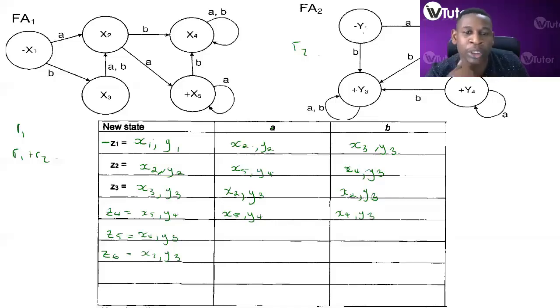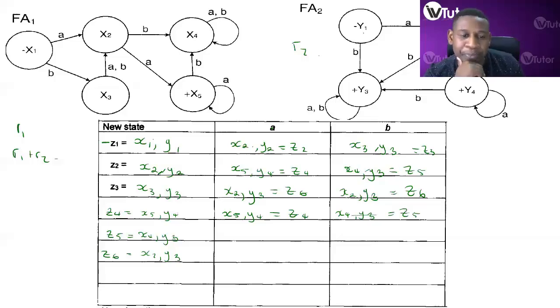So we already have it, so let's label this. This is equal to z2. This is equal to z3. This is x5, y4, we say that's z4. x4, y3, we say that's z5. x2, y3, we say that's z6. x2, y3 is z6, x5, y4 is equivalent to z4, and x4, y3 is equivalent to z5.